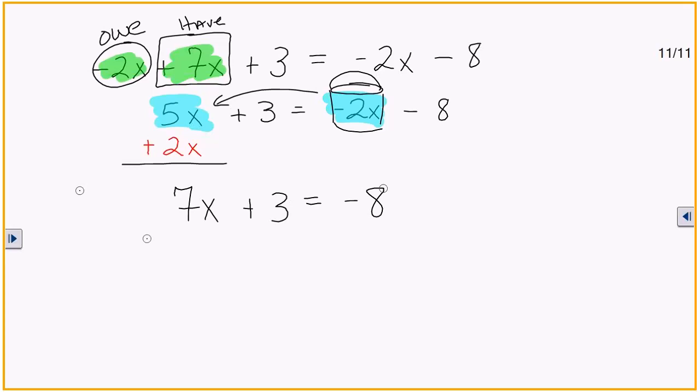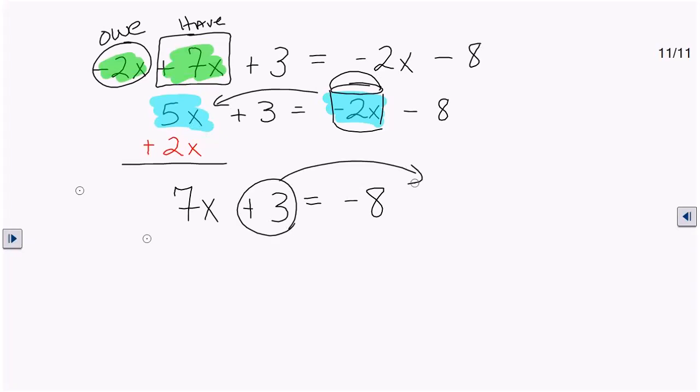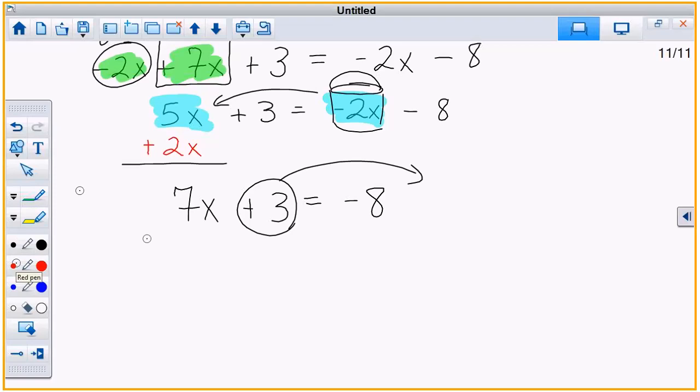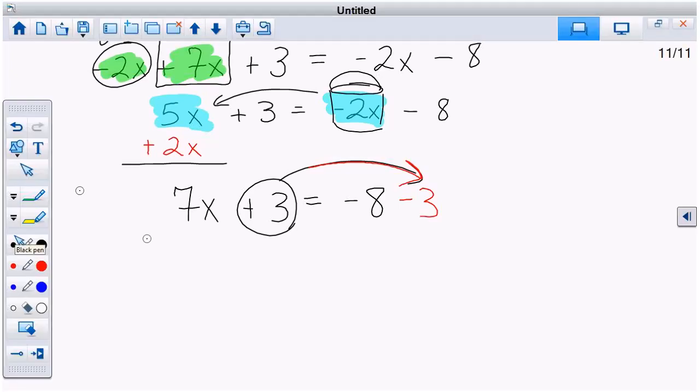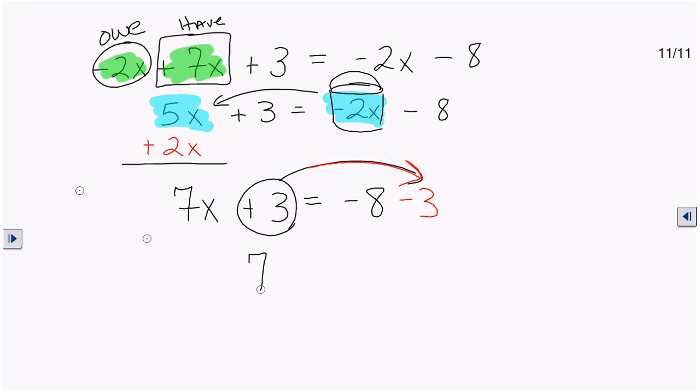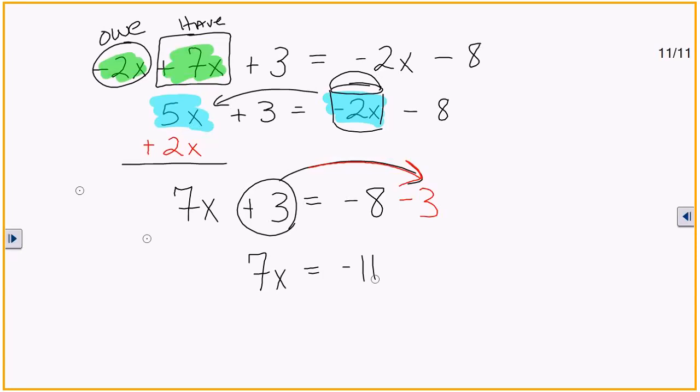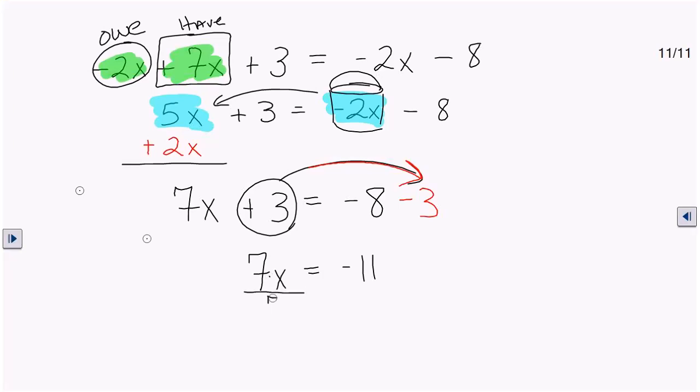Now I have my x together. I'm good. Now how do I get rid of a positive 3? I take it across the river, and it becomes a negative 3. As soon as it crosses the river, it becomes a negative 3. And that will give us 7x is equal to negative 11. How do you get rid of multiplying by 7? You divide by 7. And that gives us x is equal to negative 11 over 7.